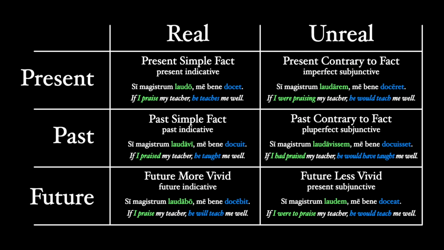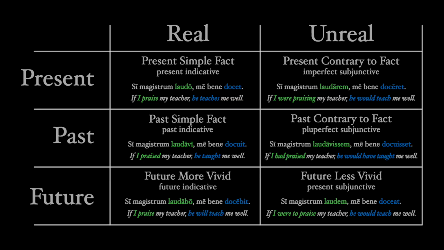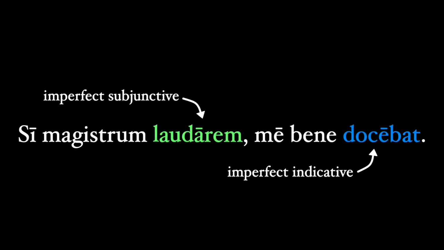So here are the 6 regular conditions. We organize them based on the real or unreal nature of the condition and also by time period. The key with conditions is recognizing the tense and mood of the verb, and this will tell you how to translate your verbs and what the sense of the sentence is. And you can mix up your conditions, like having an imperfect subjunctive mixed in with an imperfect indicative. But those are mixed conditions, and that's a subject for another video.